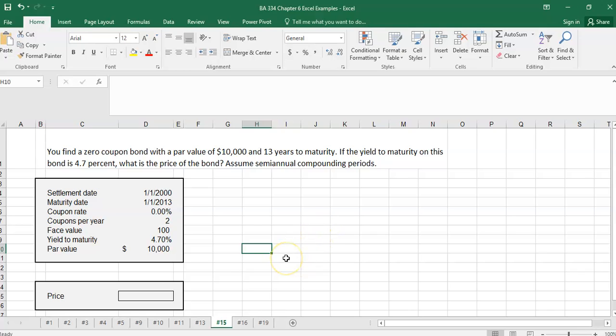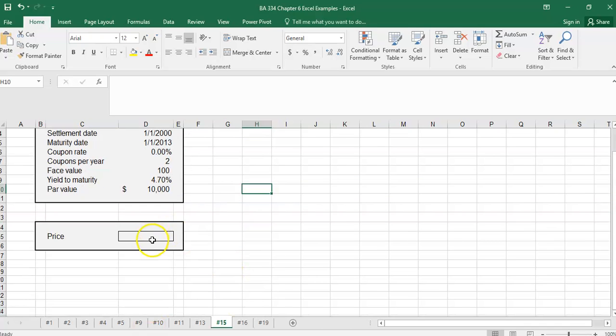Okay, in this example, we're looking at zero coupon bonds with a par value of 10,000 and 13 years to maturity. Remember that zero coupon bonds accumulate interest during their lifetime and then pay out at maturity, but they don't pay any regular interest payments like a regular bond does. So we're going to use our price formula, much like we used in example 1, I believe it is.